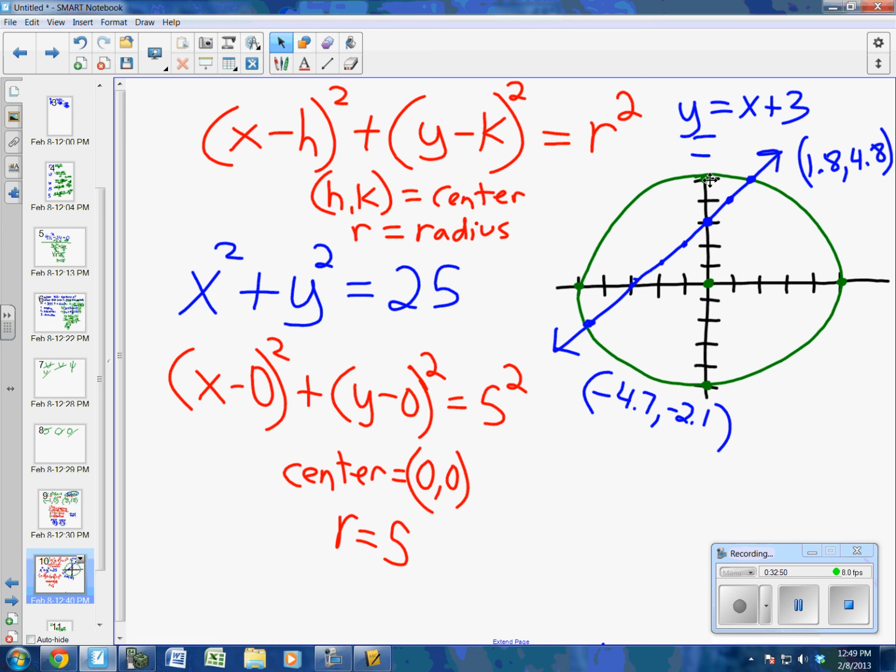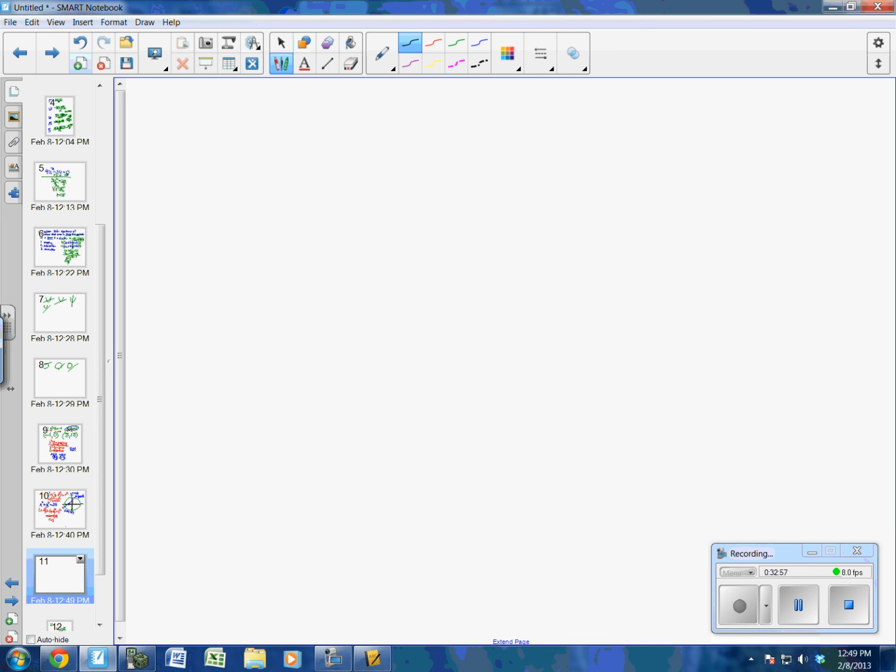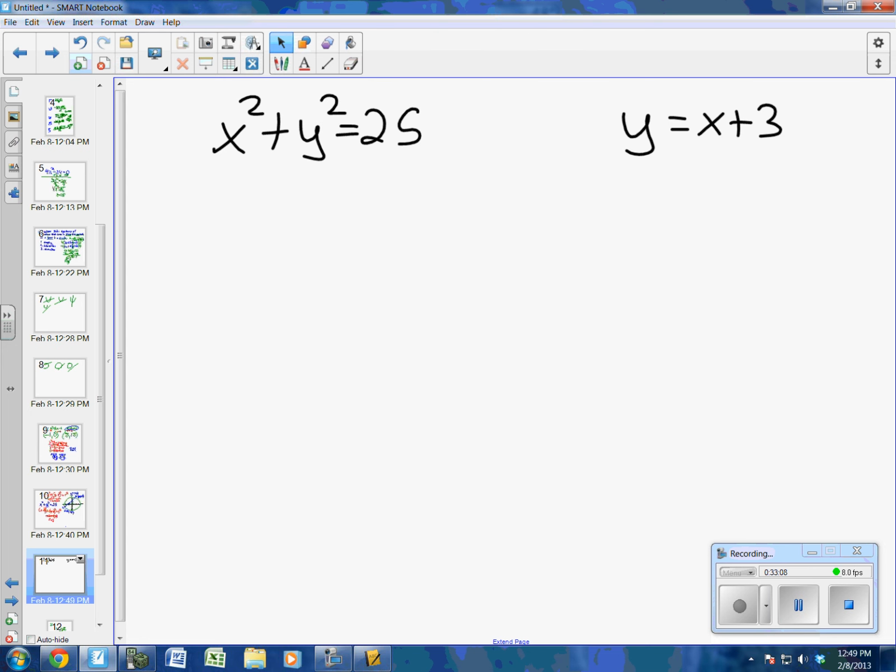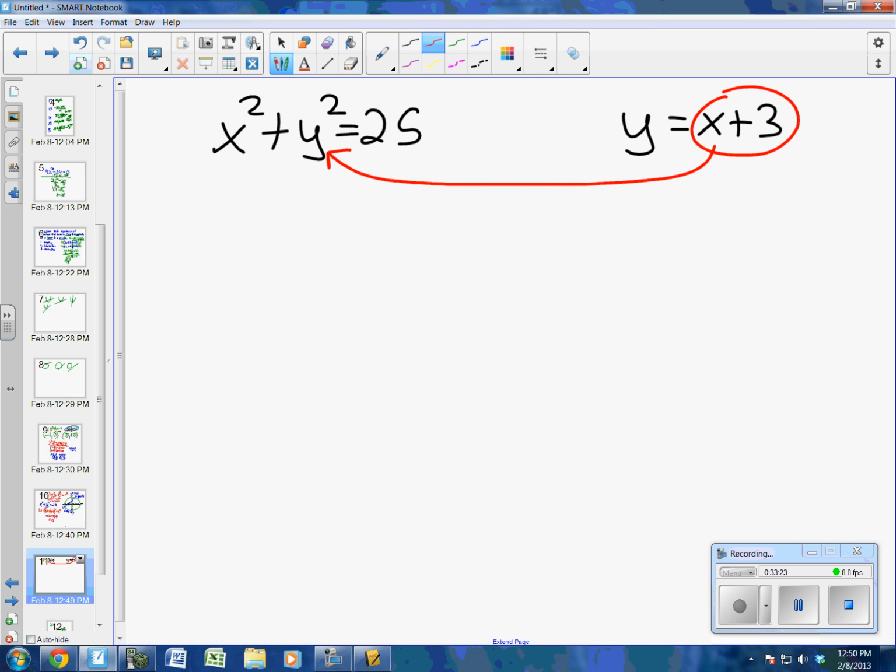So here is our algebraic method. We have to write these two equations: x squared plus y squared equals 25, and y equals x plus 3. We're going to have to use a substitution method. Do you see something we can substitute? What are we going to substitute for y? x plus 3. So we take x plus 3 and substitute it in for y right there, and we get x squared plus (x plus 3) squared equals 25.